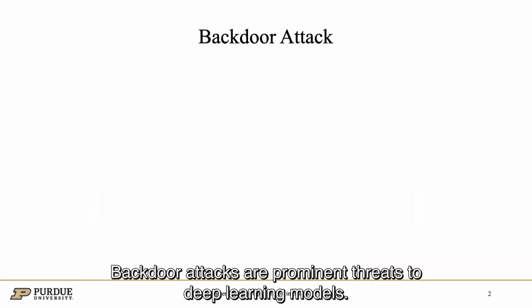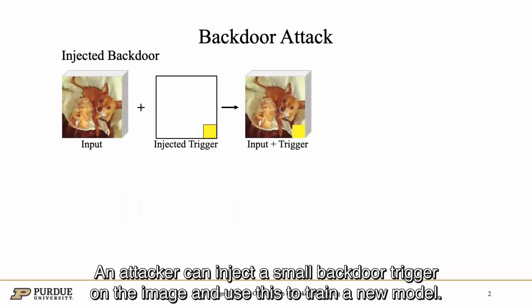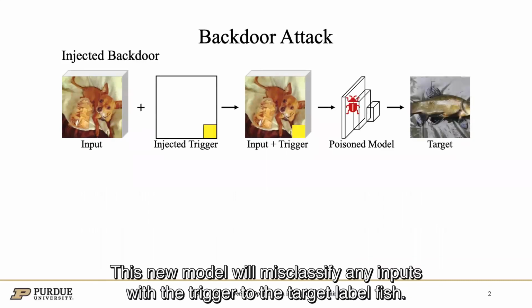Backdoor attacks are prominent threats to deep learning models. An attacker can inject a small backdoor trigger on the image and use this to train a new model. This new model will misclassify any inputs with the trigger to the target label fish.